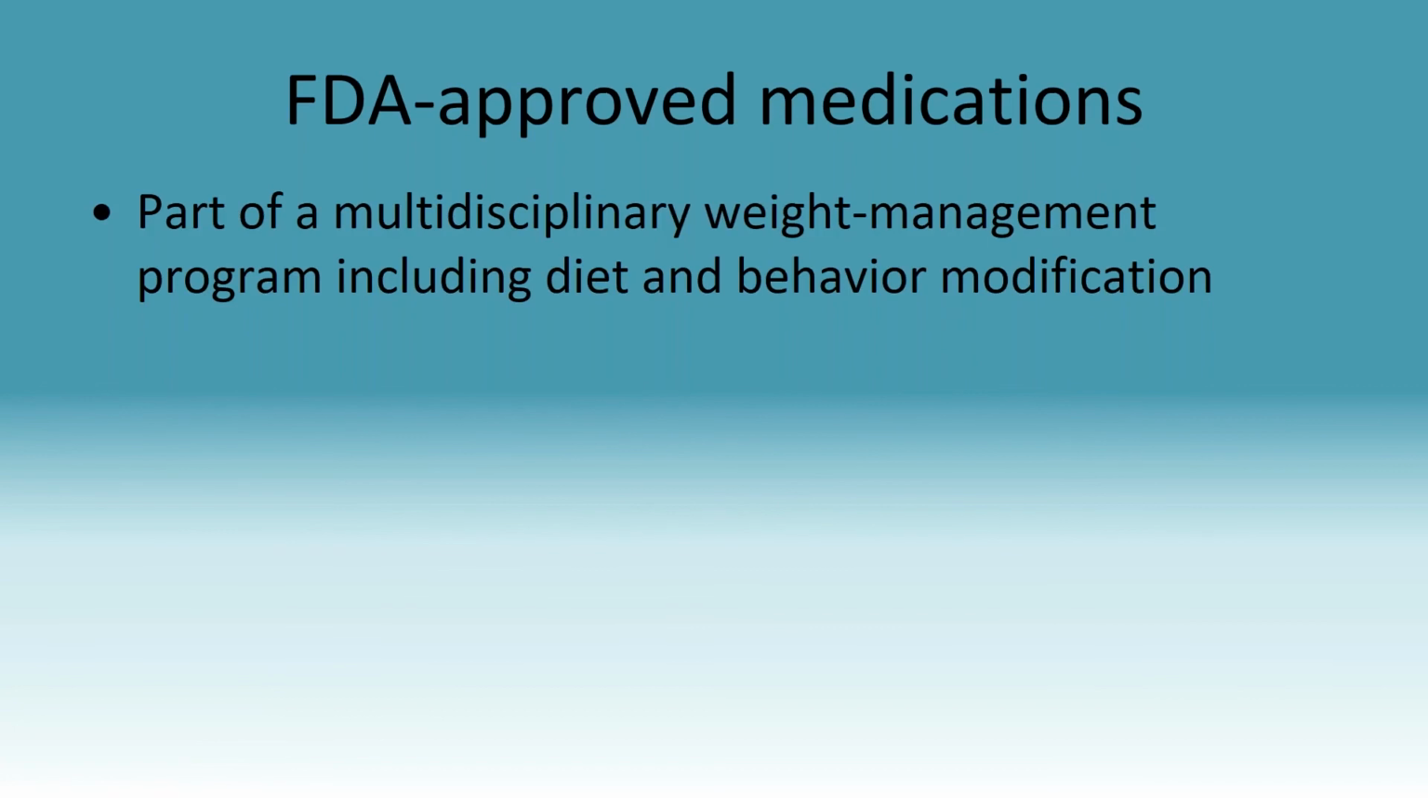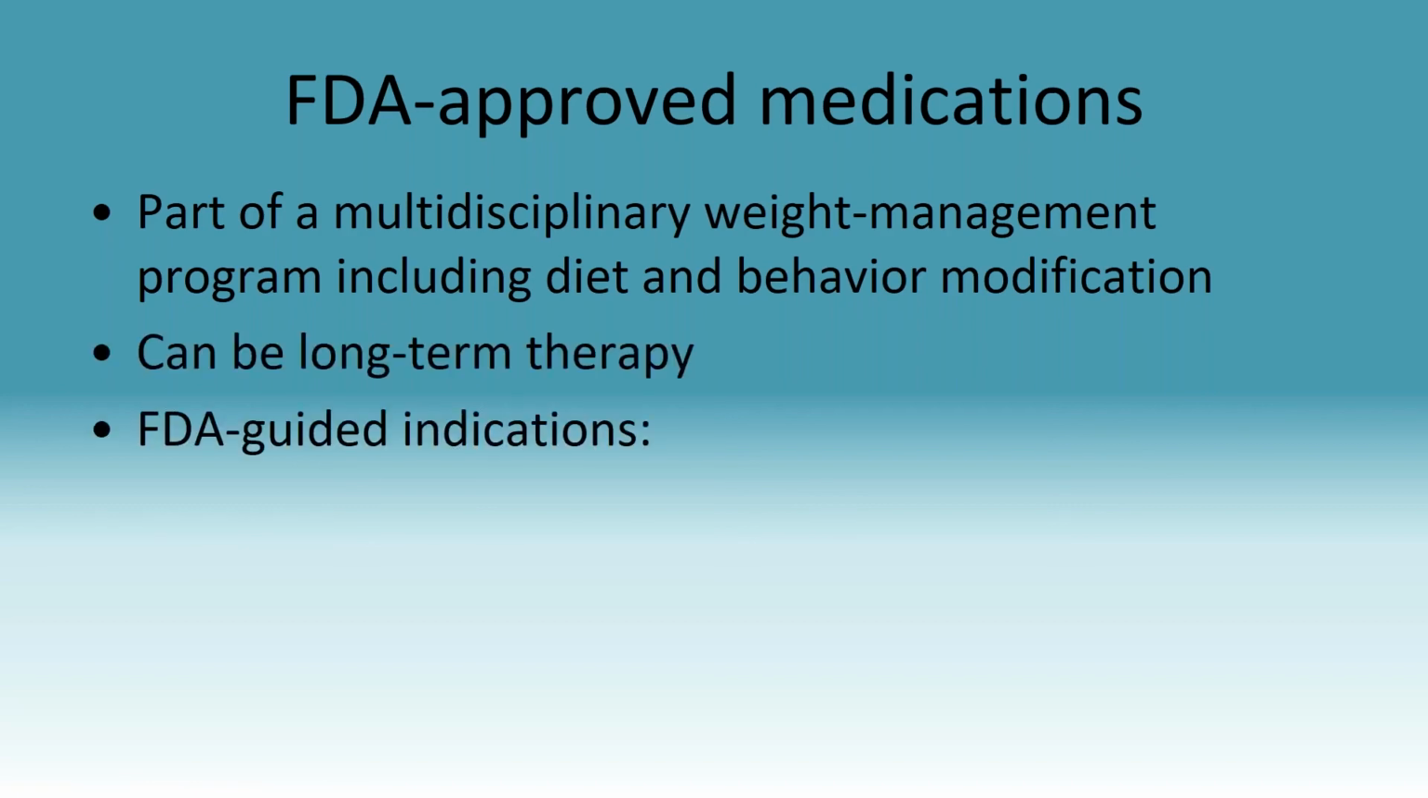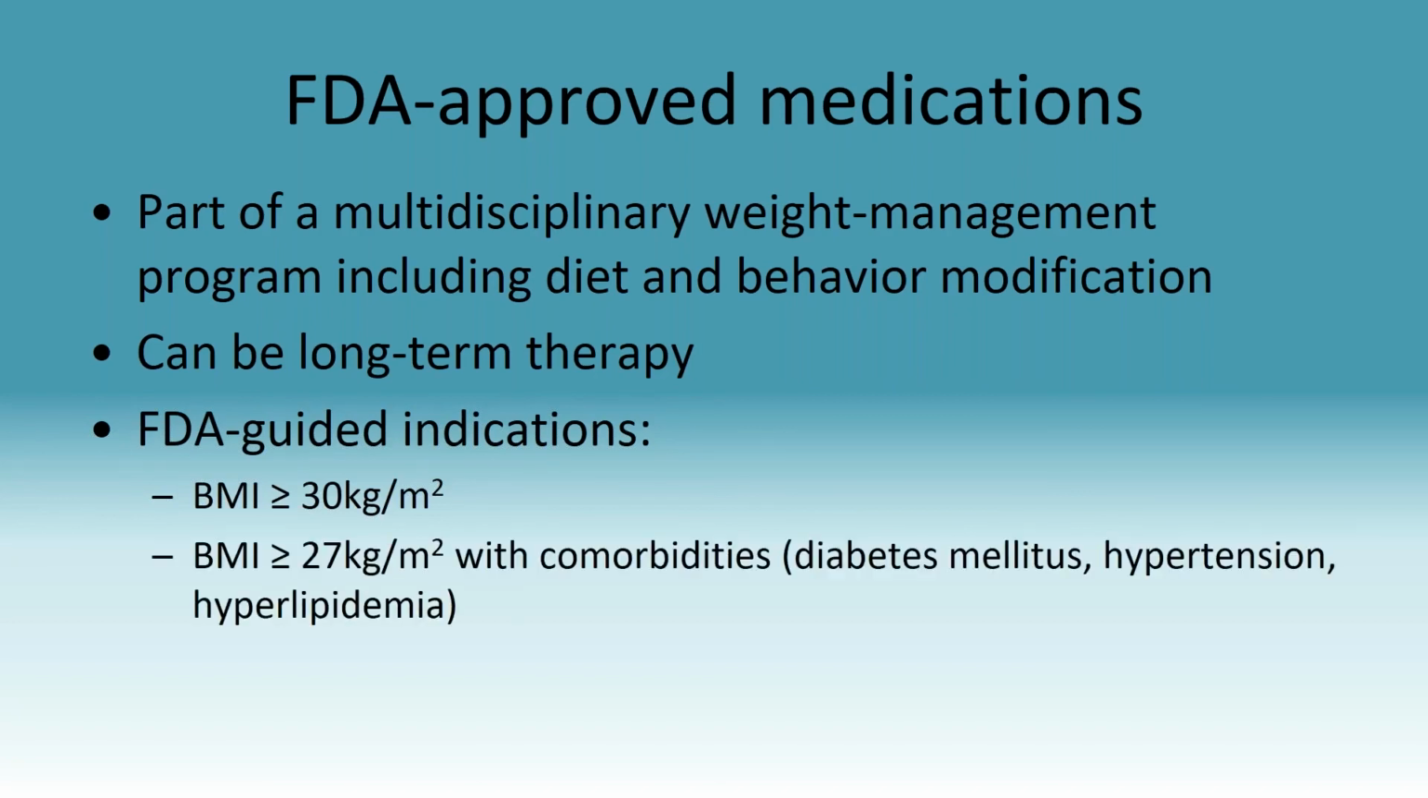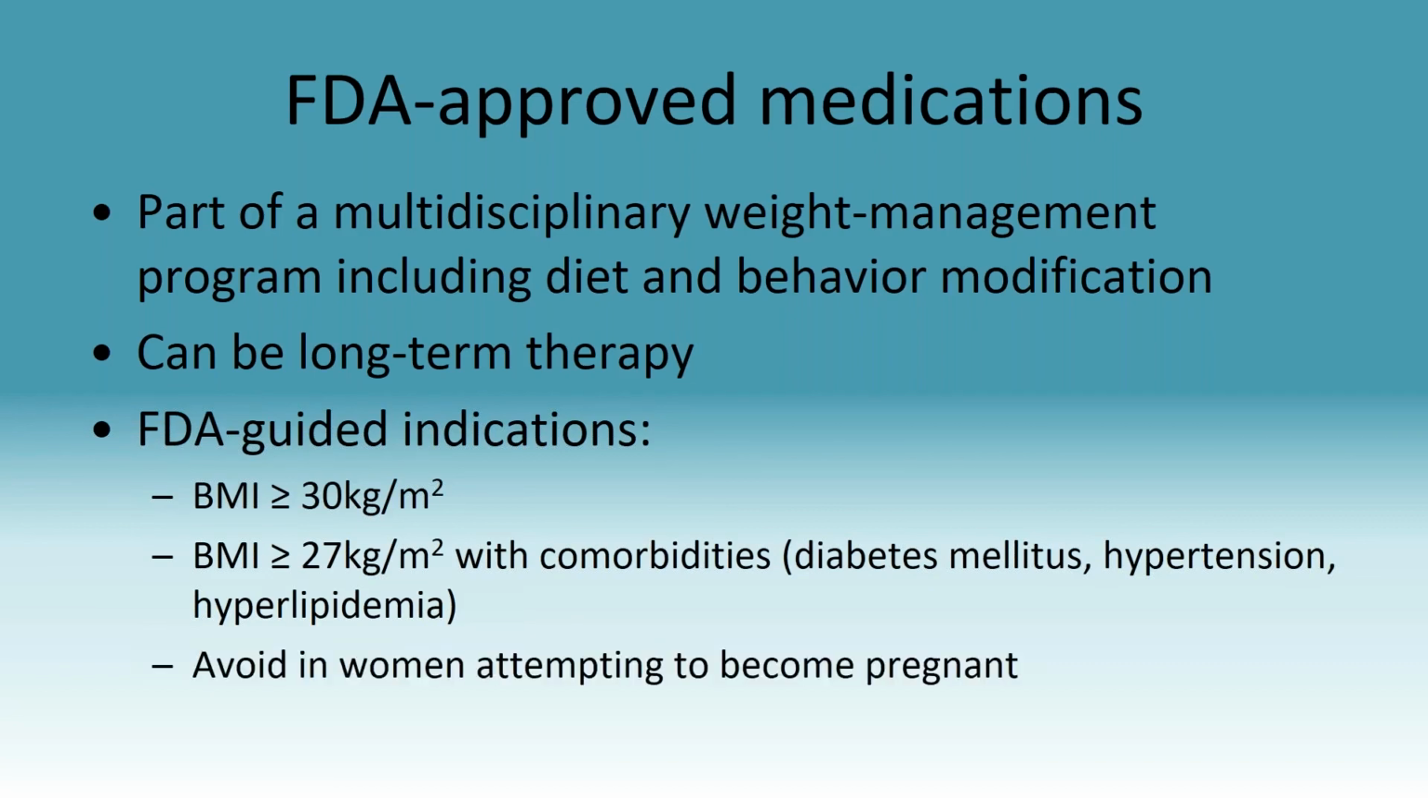So I will be discussing the FDA-approved medications for the treatment of obesity, which should be part of a multidisciplinary weight management program, which should also include diet and behavior modification, even if the patients have attempted these before and failed and come to you for medical therapy. These can be used long-term, and they're bracketed by FDA-guided indications, so a body mass index of over 30 or over 27 with comorbidities such as diabetes, hypertension, and hyperlipidemia. And in general, this will be a recurring theme, but these should be avoided in women who are attempting to become pregnant, and that could be a decent proportion of the patients who come to you for this therapy.